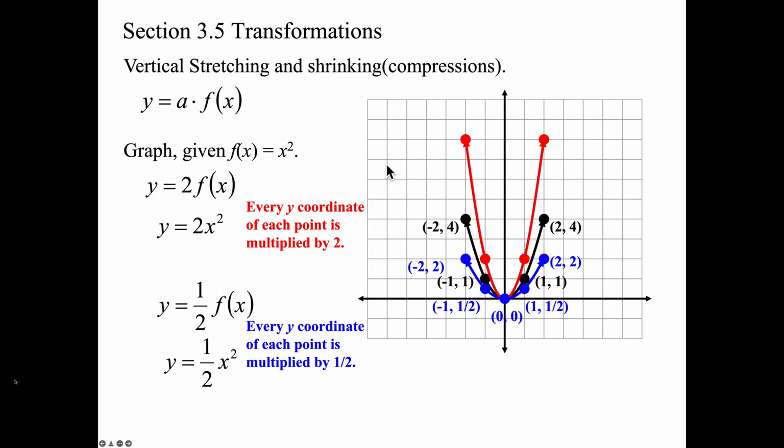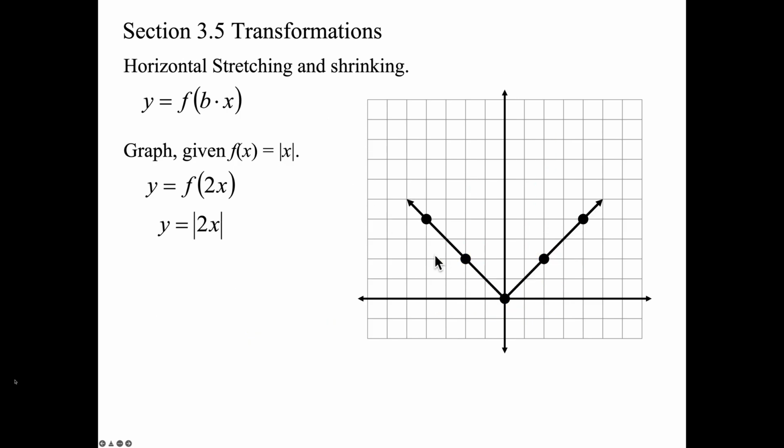All right. Now, how do I do horizontal stretching and shrinking? I have to be inside the function. So with this example, because my parabola would have been too cluttered, I'm going with the absolute value graph. So that's a V-shape. So my absolute value of x, here's my V-shape right there. And I'm going to be looking at these points here.